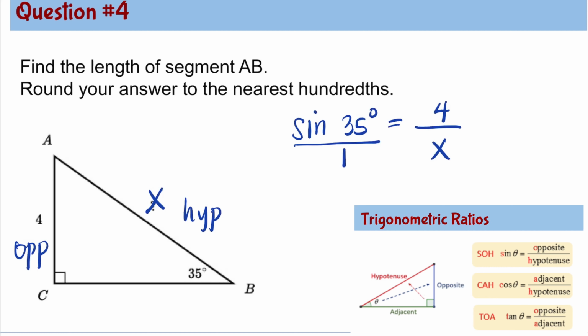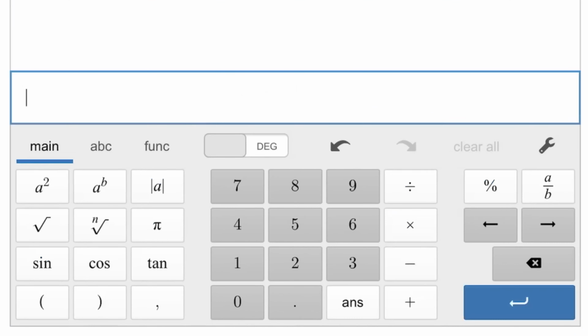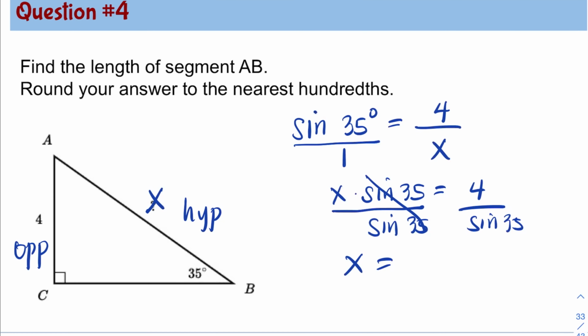Again, put a 1 so you can easily see the equation. So now we have x times sine 35 is equal to 4. What's the next step? Divide both sides by sine 35. So dividing both sides by sine 35. Now let's plug in. We have 4 divided by sine 35 degrees. So the answer is 6.97.